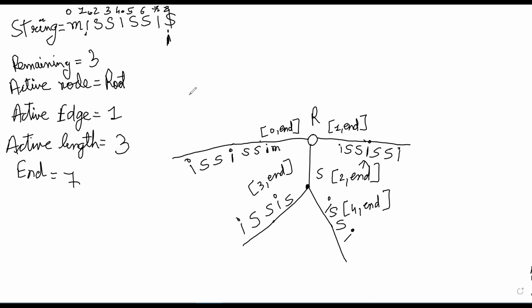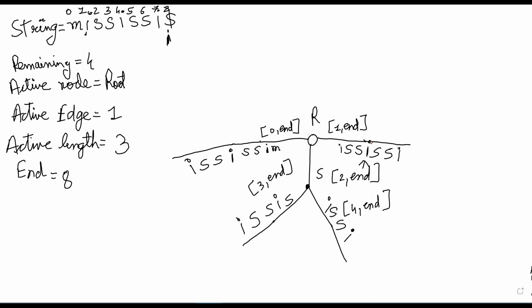As we have done in the previous steps, we're going to increment our remaining pointer first, to 4, and increment our end pointer by 1, so it's going to be 8. Now we will see that the character which we are looking for is dollar, and the pointer is pointing at I. We're going to see if there's a dollar right next to I, and as we can see there is no dollar right next to I, we're going to make a new dollar leaf.